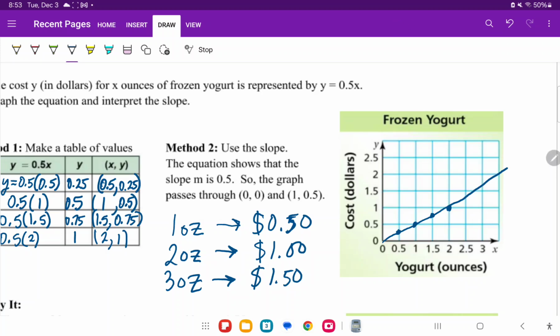So this is a direct proportional relationship. As you increase the number of ounces you get, it increases the amount of money that you have to pay. So it's a direct proportional relationship. Okay, so I want you to take a couple of minutes and do the try it.